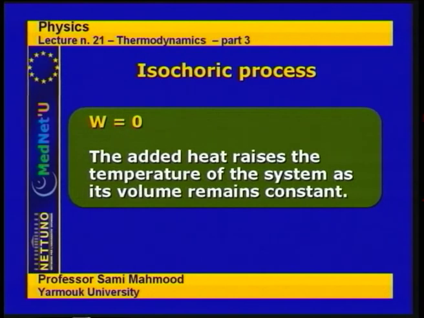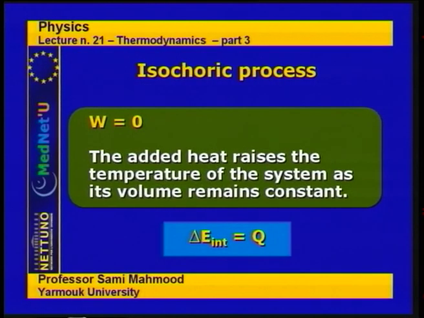And now we consider the isochoric process, which we have considered previously, which is the process at constant volume. A constant volume process is characterized by zero work done by the system, and thus the added heat to the system raises the internal temperature of the system while its volume stays constant. So this is a relation between only the internal energy and the heat, and thus delta E internal from the first law of thermodynamics is equal to Q.